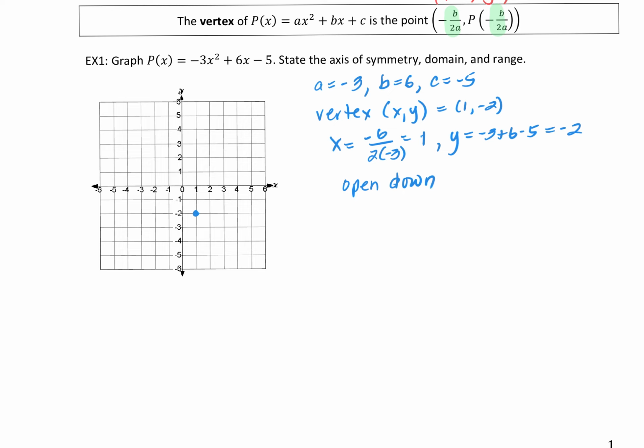Problem is, I don't know how wide it is. So I'm going to need at least one other point. Usually you need 3 points. You need the vertex and 2 other points to get the width of your parabola to be able to graph it. So now notice, I'll make a table of values. I already have x is 1 and y is -2. So I'm going to pick an x value near 1. 0 seems reasonable. Put that in my function to get -5. And I have (0, -5) as another point.